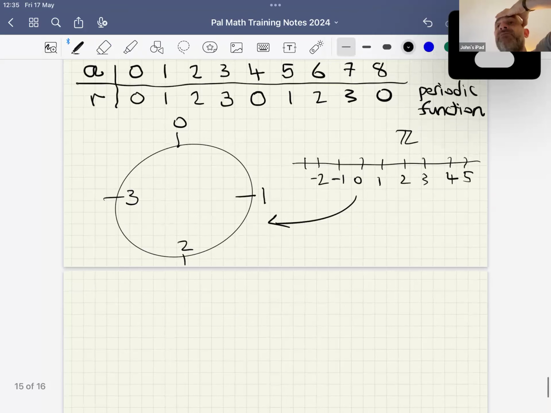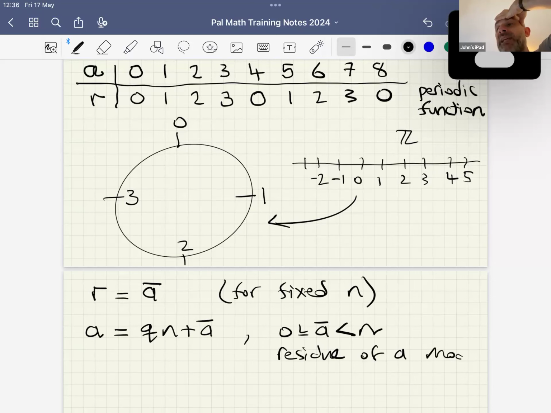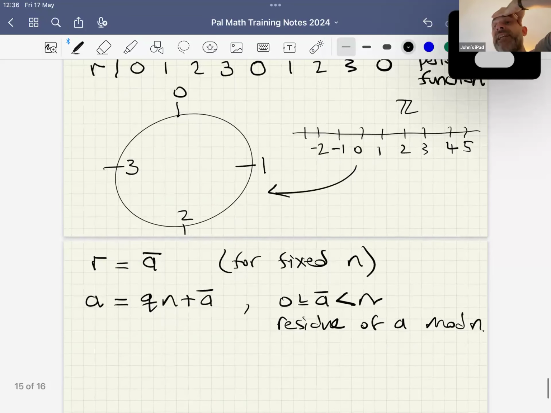And here's the really amazing thing. So what I'm going to do is I'm going to write R as a bar. So this is for fixed n. So we can write a as qn plus a bar, where a bar is the residue. Of course, the meaning of the bar depends on n. If you change n, a bar means something different, but because we're fixing n, we get that.